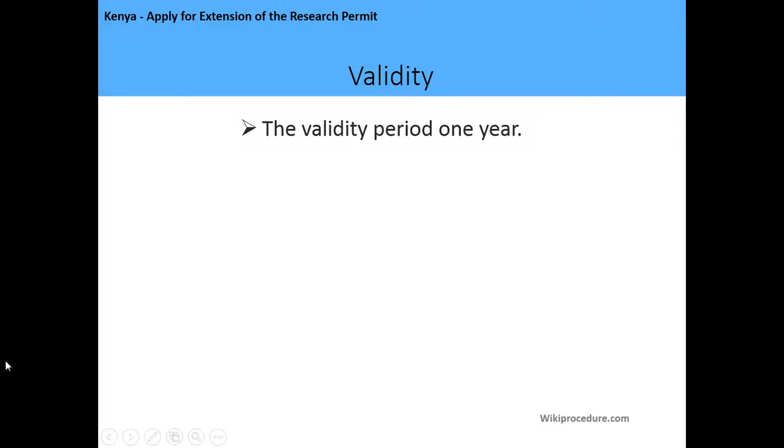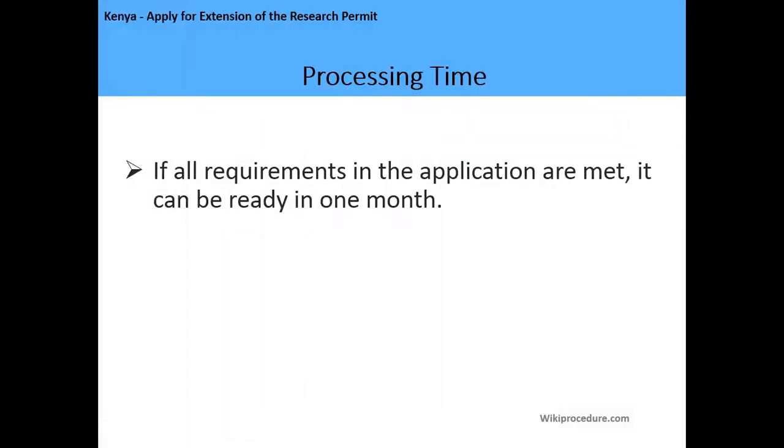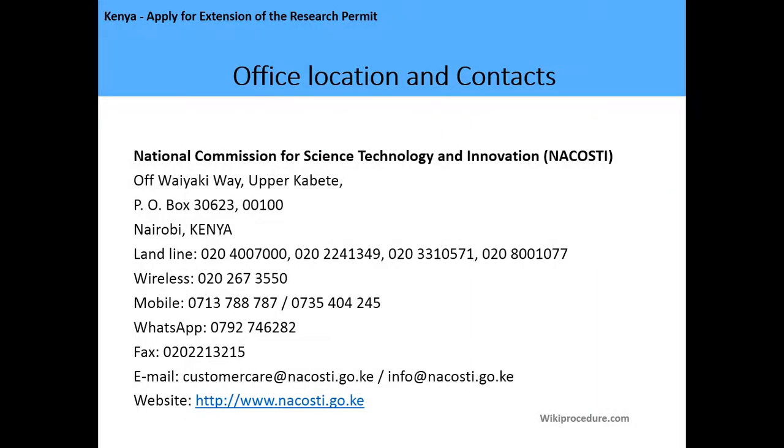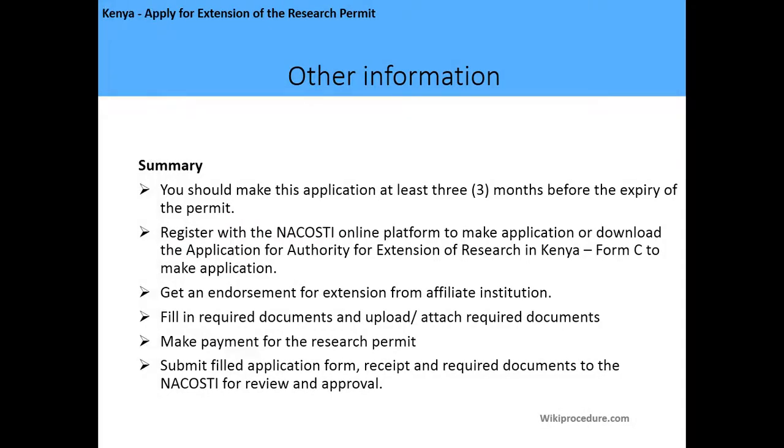The validity period is 1 year, but this also depends on the period for which you want to be given the extension. The processing time, if all requirements are met, everything can be ready in 1 month. NACOSTI is located in Upper Kabete off Waiyaki Way, Nairobi, Kenya, and you can visit them through their website www.nacosti.go.ke. Other information is that this is a simple summary.